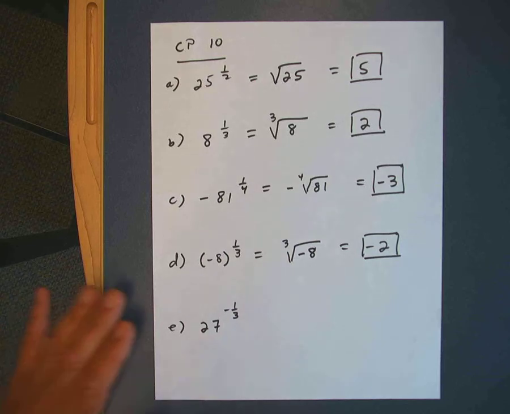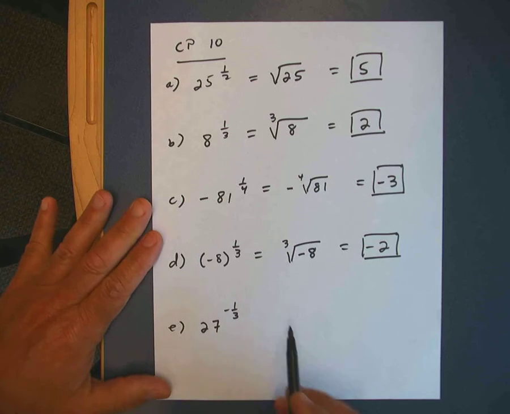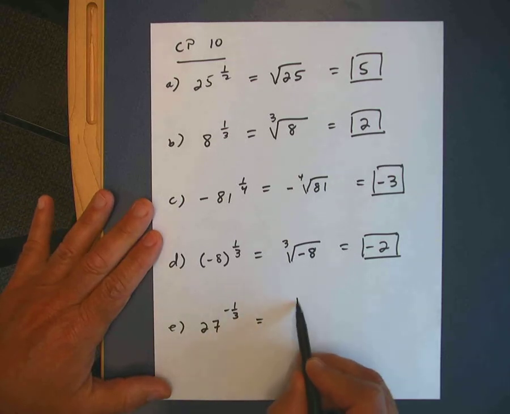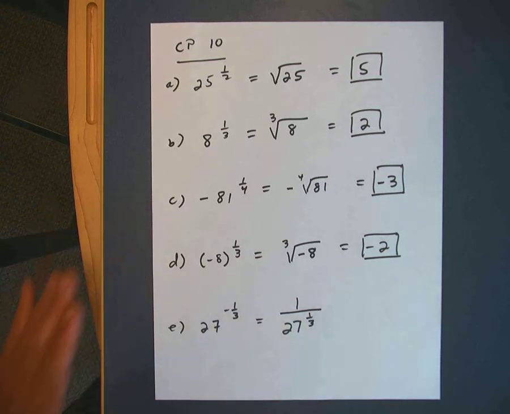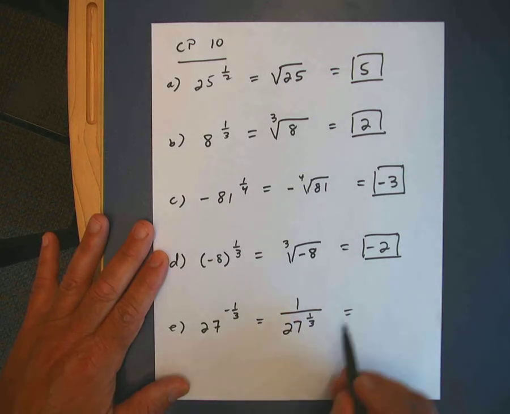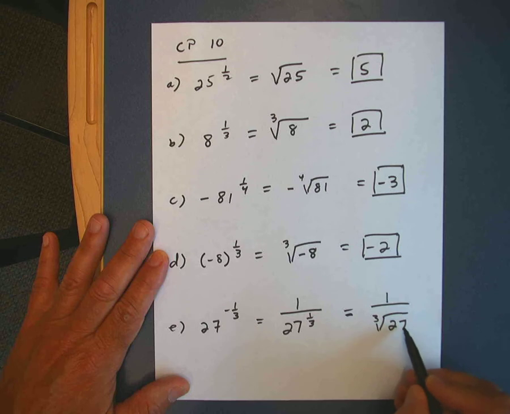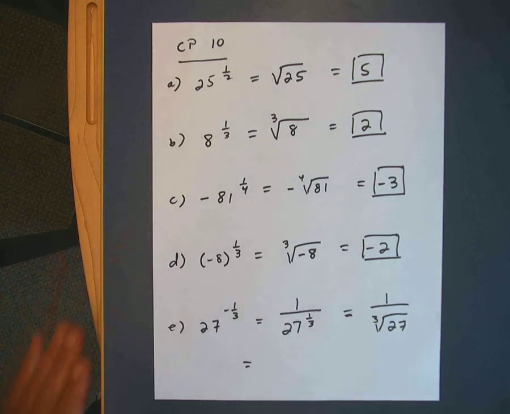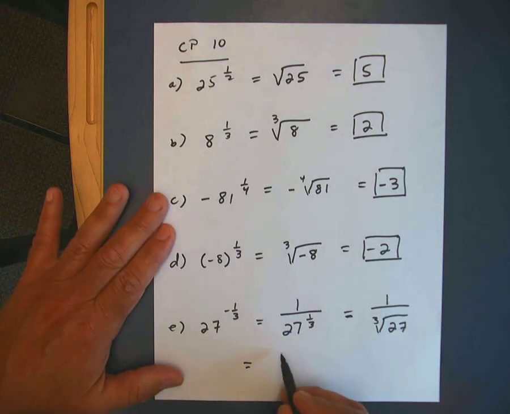Okay, now for the next one, a negative exponent, and we treat this the same way we did before. This means the same as 1 over 27 to the 1/3 power. So that's where I would start. And then I would work with this 27 to the 1/3 power. If we change that to root notation, that would be 1 over the cube root of 27. And hopefully from some of our early examples, you remember the cube root of 27 is 3, because 3 cubed is 27. So this would simplify to 1/3.